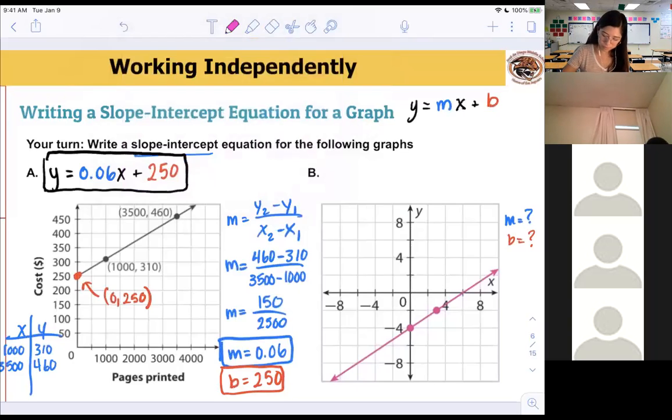(3, -2). That's over here. Oh, I see what you mean. Unfortunately, this is not a perfect point. You can kind of tell that it's at the 3, but it's kind of in the middle, so we can't know for sure. So instead, what can I do? (0, -4). So I have (0, -4). And let's pick a different point that's perfect. Anywhere on here.